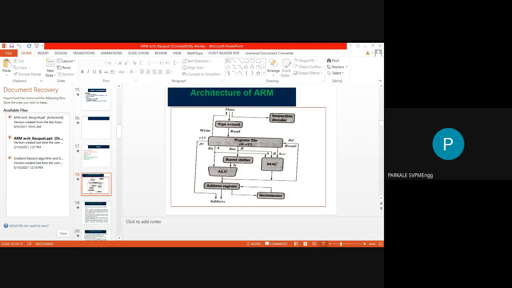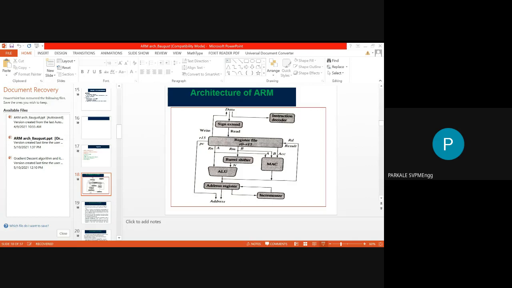ARM7 has a register file. What is the register file? It is called R0 to R15. That means ARM7 has 16 registers: R0, R1, R2, R3, up to R15. So a total of 16 registers are there, and this is called the register file. The register file is nothing but the set of registers from R0 to R15.